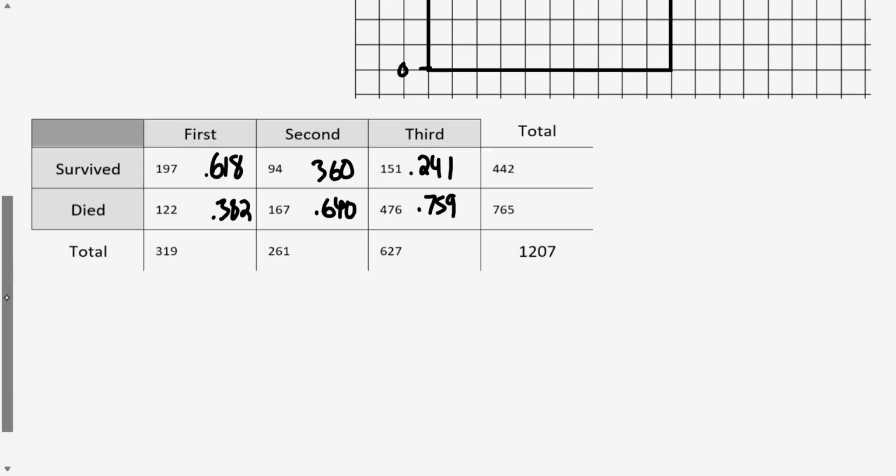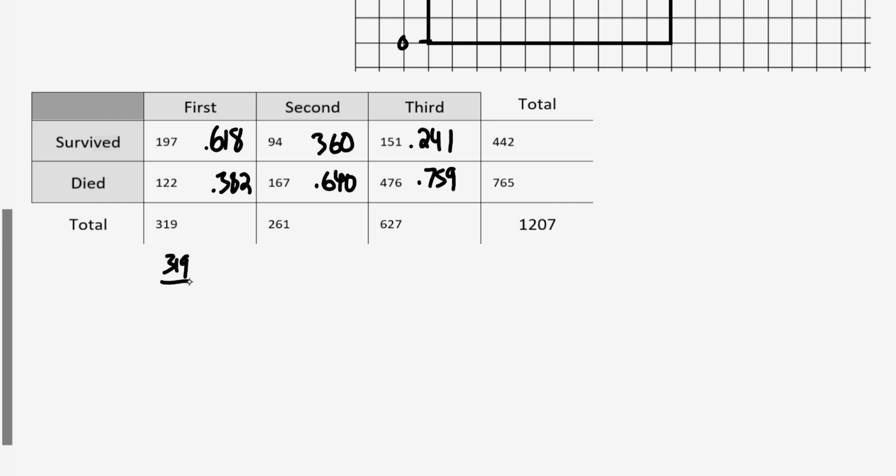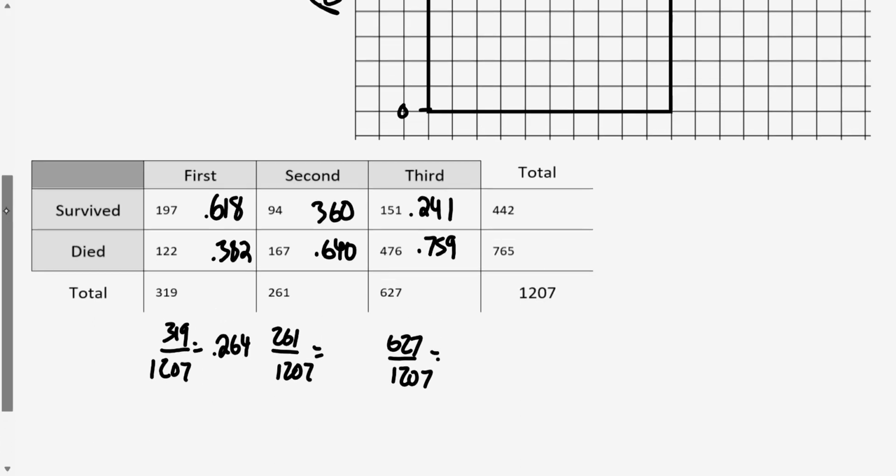I think I maybe did that at a separate point, but 319 out of 1207, 261 out of 1207, and 627 out of 1207 will give me the other piece of information we need, because we need to know also how wide these boxes are going to be. So let's start with first class. 319 out of 1207 gets me 26.4%. So my width on this is going to be 26% of the whole base.